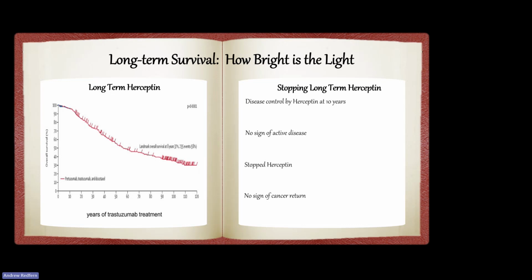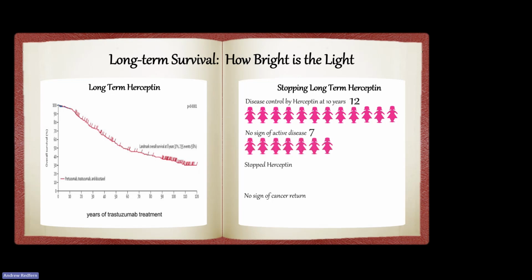And there has been a study stopping Herceptin at 10 years. 12 patients in this study stopped Herceptin. They had full control of the disease at 10 years. 7 had no signs of active disease, and of those, 4 patients stopped. So only 4 patients stopped Herceptin with no sign of the cancer being there at 4 years, and all 4 have no sign of cancer return, an average of, I think, 2.5 years later. So people who have stopped with the cancer fully controlled, 2.5 years on, there was nothing. So we are starting to look at research in that space.